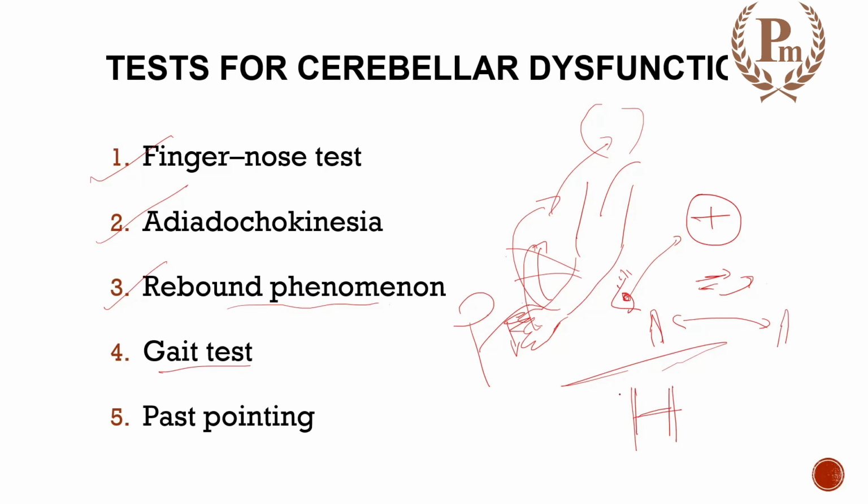Next we can do past pointing. Past pointing is where you try to bring both fingers together with your eyes closed. You close your eyes and bring both index fingers together very quickly. If you are normal, you will immediately bring them together and point at one point. If there is some cerebellar lesion, he may point this way, then try to correct, or if there is no correction, he will past point. That means the pointing is not correct relative to each other.